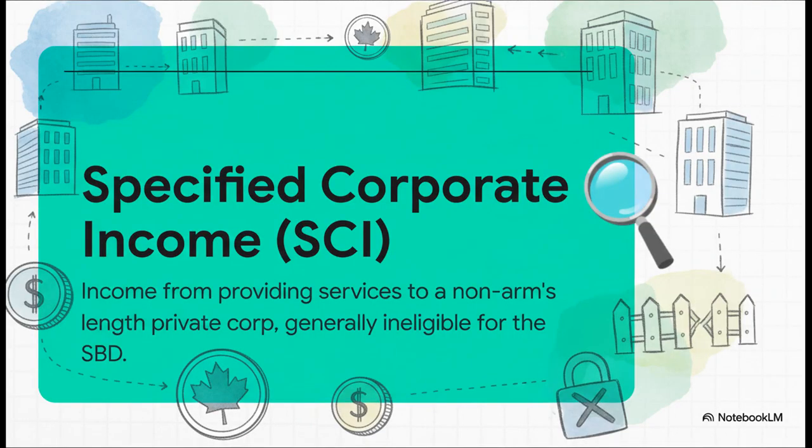And this brings us to the government's answer, specified corporate income. The rule basically says that if your corporation is earning income by providing services or property to another private corporation, and there's a certain kind of non-arm's length relationship between you two, well, that income is generally not going to be eligible for the small business deduction. This is the rule that slams the door on that multiplication strategy.